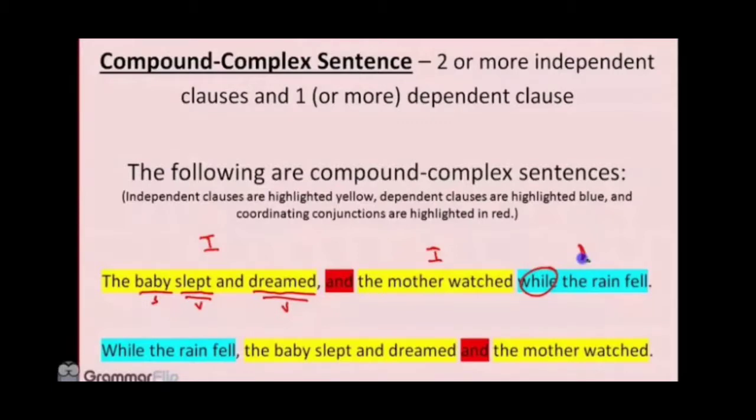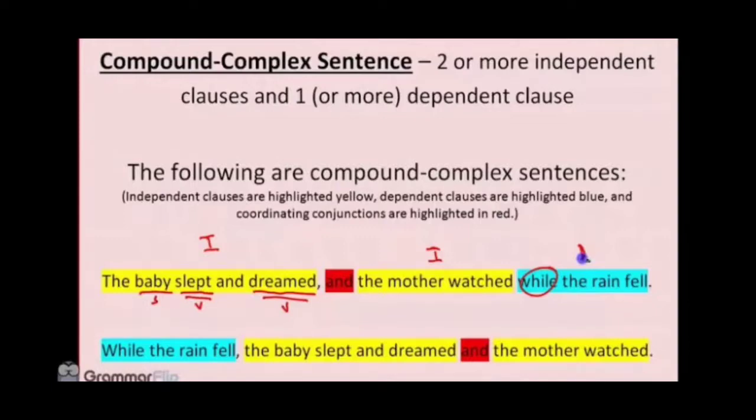So look at the first sentence, children. The baby slept and dreamed. Here baby is the subject, slept is a verb, dreamed is also a verb. So it gives complete meaning, so it is an independent clause. And we are using the coordinating conjunction and in between. So, the baby slept and dreamt and the mother watched. It gives complete meaning, so it is an independent clause.